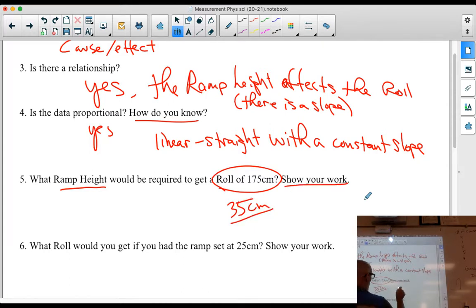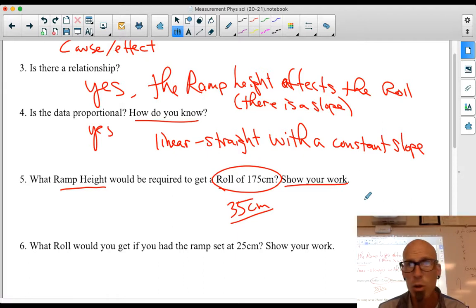How did I show my work? I sketched on the graph. You have to show your work by sketching on the graph. That's the only way you can show me. There's no calculation to do. There's no math to do. You simply show me with dashed lines on the graph where you were looking to find the answer.